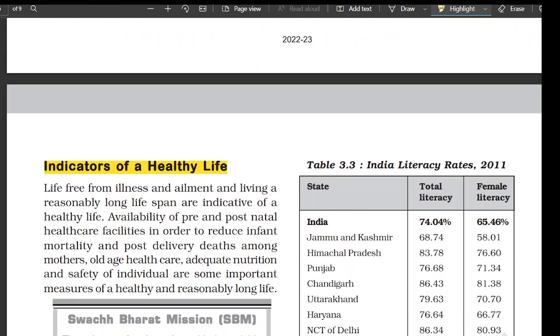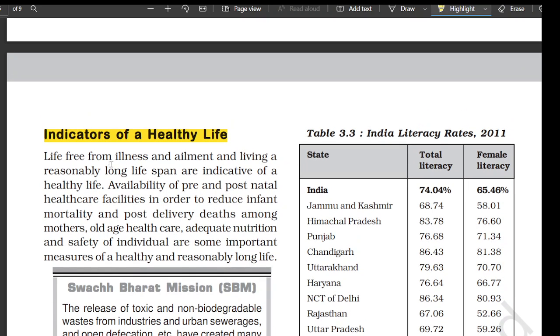Indicators of a healthy life. Life free from illness and ailment and living a reasonably long lifespan are indicative of a healthy life. Availability of pre and post natal healthcare facilities in order to reduce infant mortality and post delivery deaths among mothers, old age healthcare, adequate nutrition, and safety of individual are some important measures of a healthy and reasonably long life.